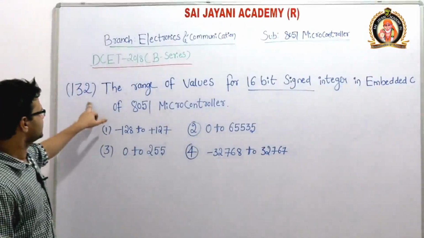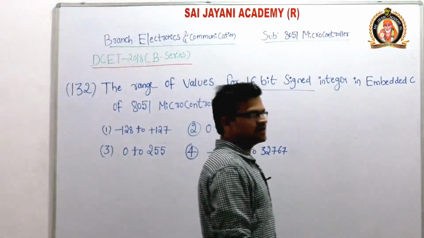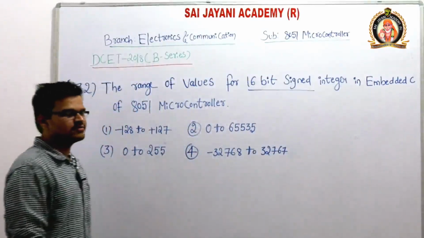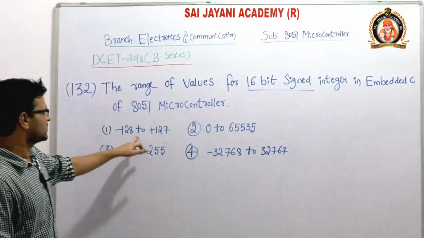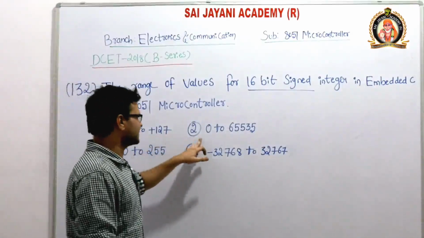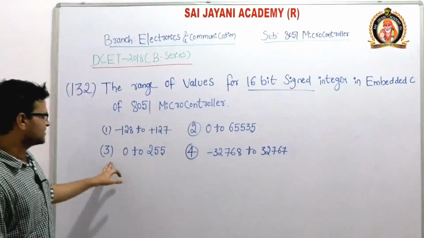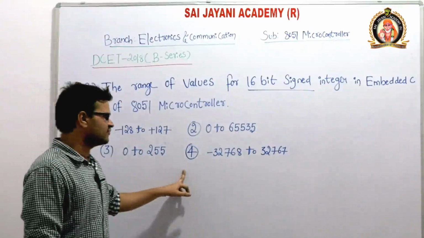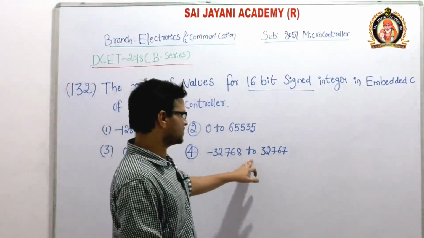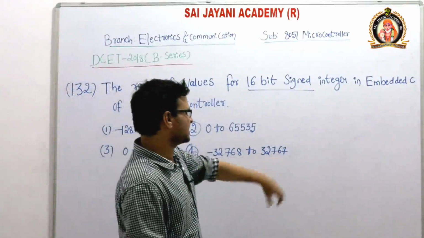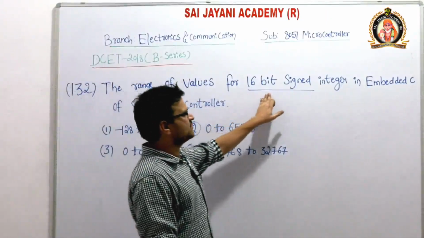Question number 132: what is the range of values for a 16-bit signed integer in embedded C of the 8051 microcontroller? The options are given below. The first option is minus 128 to plus 127, the second option is 0 to 65,535, the third option is 0 to 255, and the fourth option is minus 32,768 to plus 32,767. In the question, they asked for a 16-bit signed number.